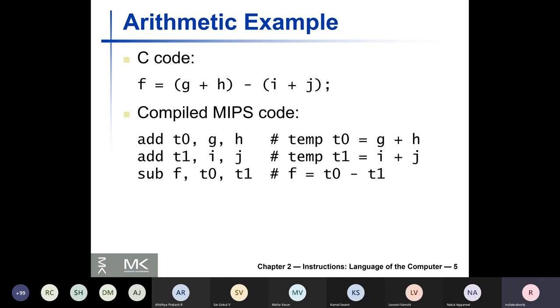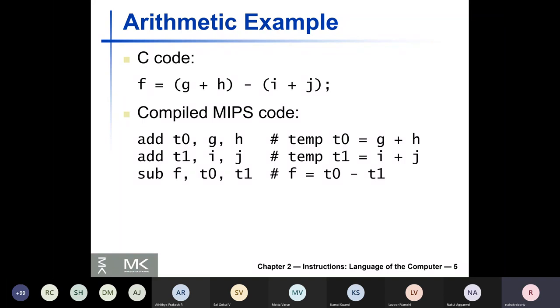Okay, so what you have to do is first calculate G plus H, and then calculate I plus J. The G plus H result has to be stored in some temporary variable. Then you have to compute I plus J, store it in another temporary variable, and then finally calculate the difference by a sub instruction. So this is quite logical. If you have a simple instruction set which takes only two operands at a time, this is how you proceed.